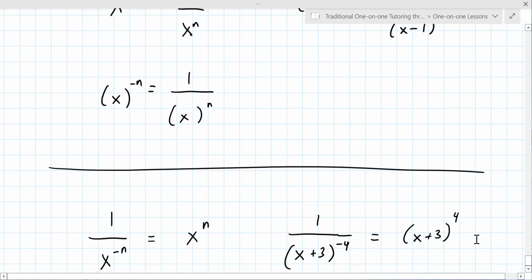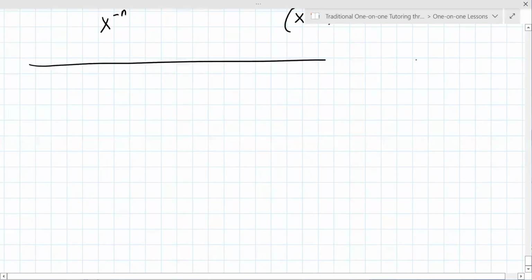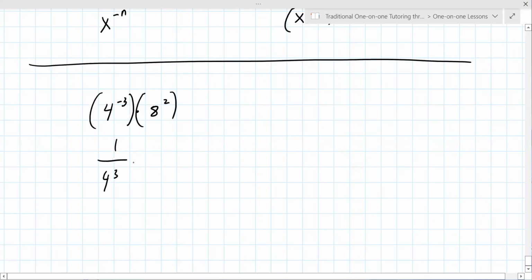All right. So let's look at a few questions here. We'll look at them first with numbers. What is 4 to the -3 times 8 squared? It'd be 1/4 cubed, and just times 64. Okay. Can you reduce this further?